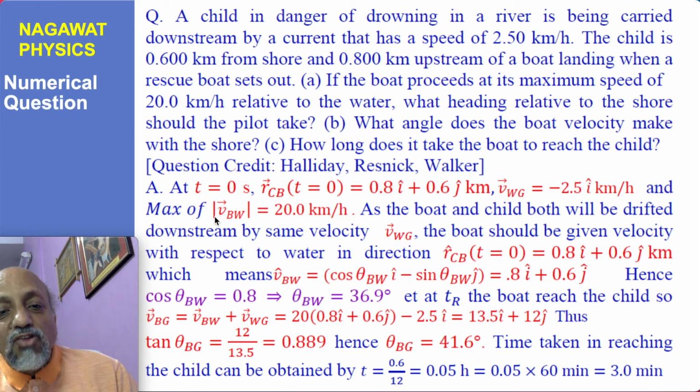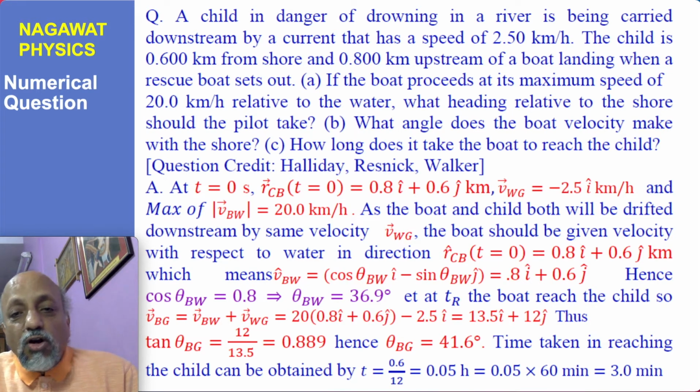So I have mentioned here that the maximum of the VBW is 20.0 km per hour. Now to solve the problem, as the boat and child both will be drifted downstream by the same velocity VWG, the boat should be initially given velocity with respect to the water in the direction which was initially the RCB direction. Interestingly, the RCB vector which I have shown is a unit vector.